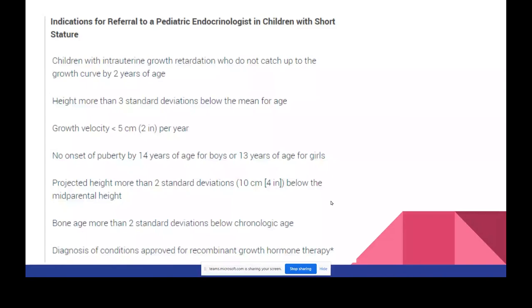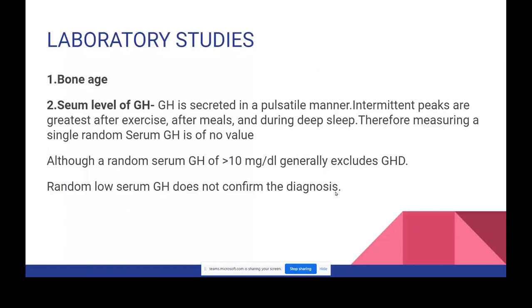Children with intrauterine growth retardation who do not catch up to the growth curve by 2 years of age, height more than 3 standard deviations below the mean for age, growth velocity less than 5 centimeters per year, no onset of puberty at the particular age, like 14 years of age for boys and 13 for girls, projected height more than 10 centimeters away from the mid parental height, bone age more than 2 standard deviations below the chronological age, and diagnosis of any condition that is approved for recombinant growth hormone therapy. Now, quickly through the laboratory studies, bone age, you know how to get the bone age.